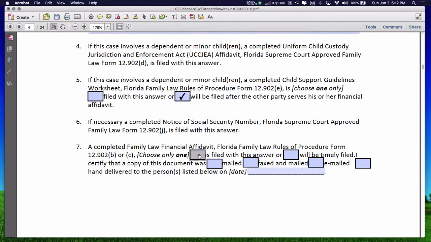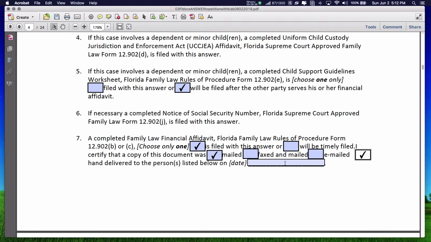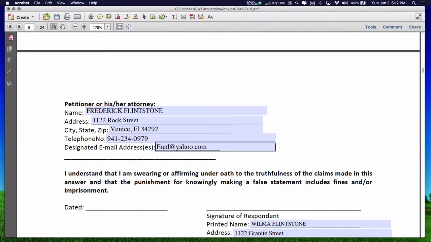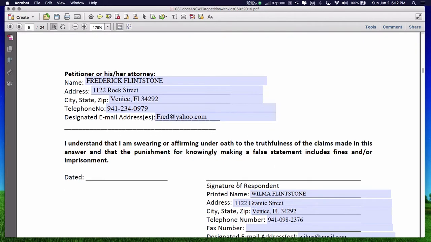Okay, so filed with the answer, and you're going to mail a copy to old Fred, email a copy to whoever your spouse is, not Fred obviously, and put down the date that you're going to send it. So let's say it's today, whatever today is. I'm making up a date here. Good enough. All right, but you see the clerk's packet has you filling this out and handwriting this in like 50 times. It's a pain.